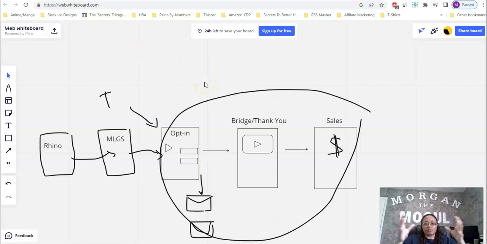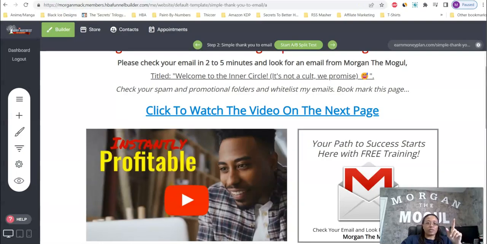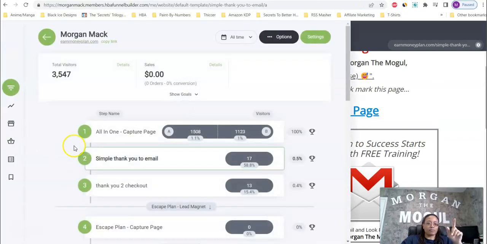So I need you to understand that this was always going to be built. The only thing that we did was add in the automation system for traffic. And that brings me to the next thing. Let me pause this again.